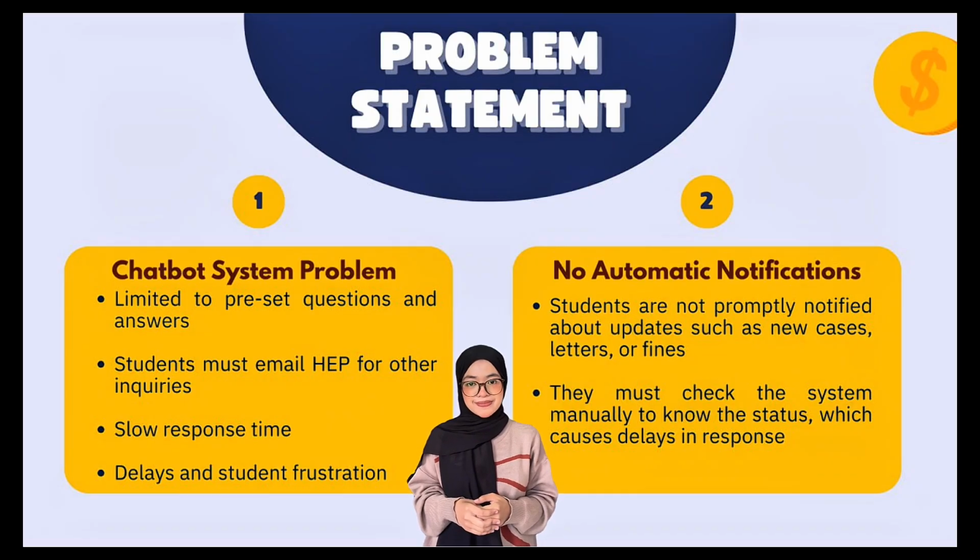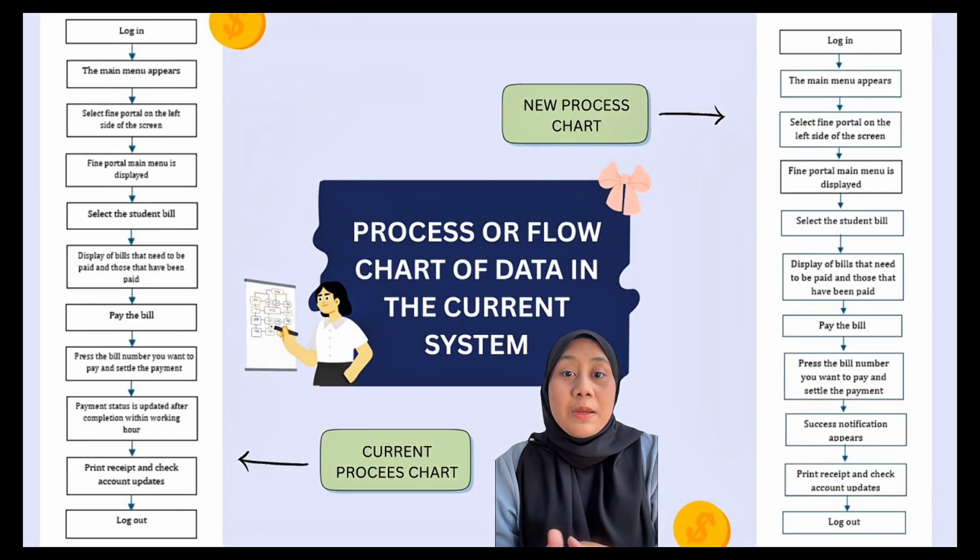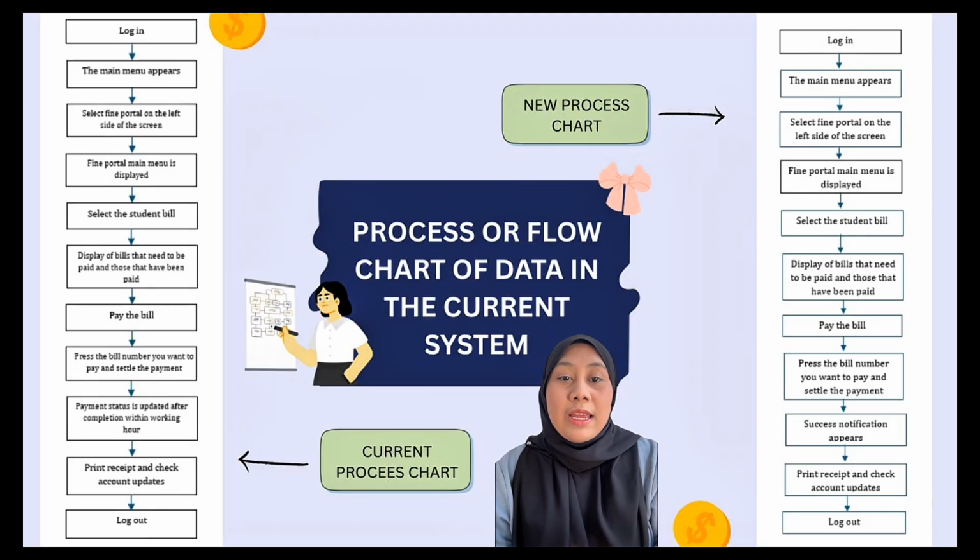Next, I will explain the process chart for the Find portal system, whether for the current system or the new system. It begins with the student logging into the system. After a successful login, the main menu is displayed and students are required to select the Find portal on the left side of the screen to access the Find payment module. Next, the Find portal main menu is displayed and students are required to select their student bill.